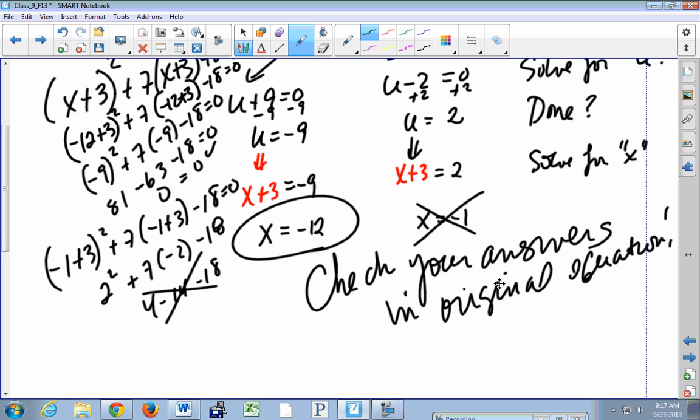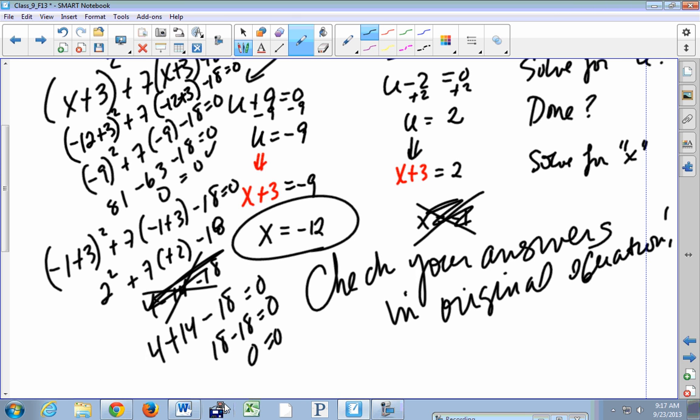So I made an error, which John caught. Negative 1 plus 2 is what? Positive 2. So that's 4 plus 14 minus 18 equals 0. 18 minus 18 equals 0. 0 equals 0. So yes, this is a solution.